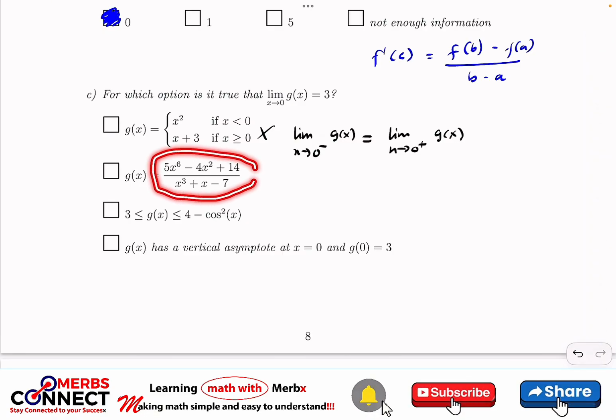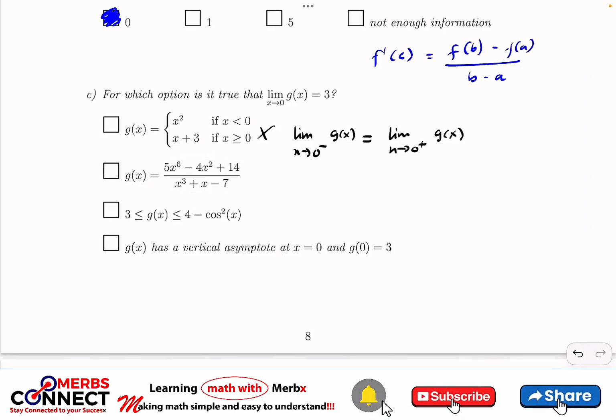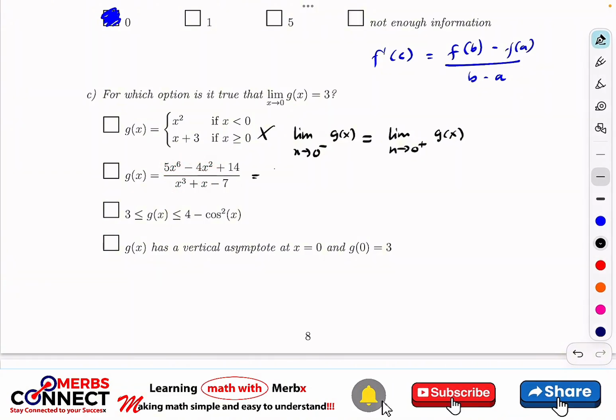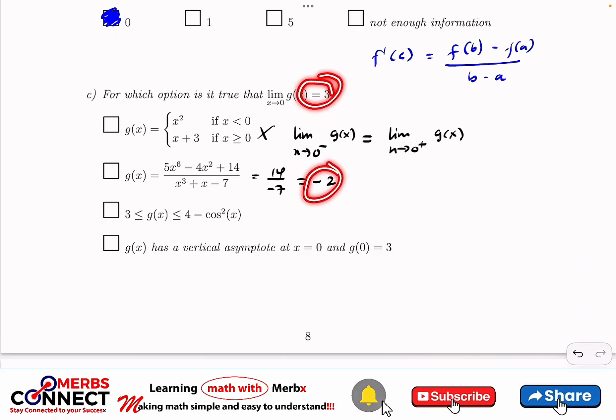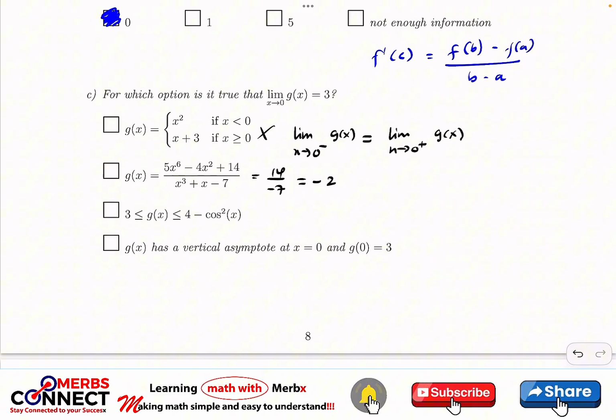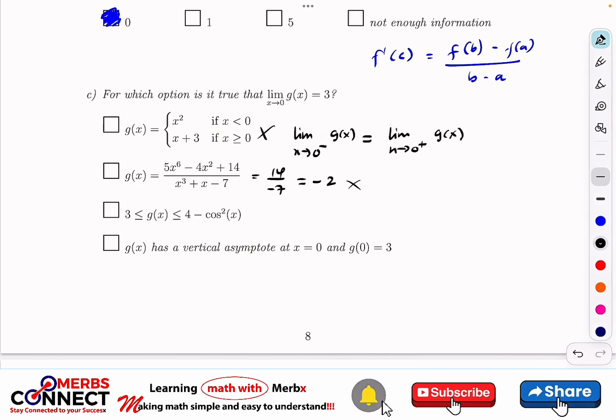Let's look at this. This is having just one function. And when I plug in 0, either from the left or the right, we are not going to get 3, right? Because even if I do direct substitution with 0, plug in 0 here, 0 here, 0 here, this is going to be 14 divided by minus 7, which is equal to minus 2, which is not even equal to this when I plug in 0. So this is also out.